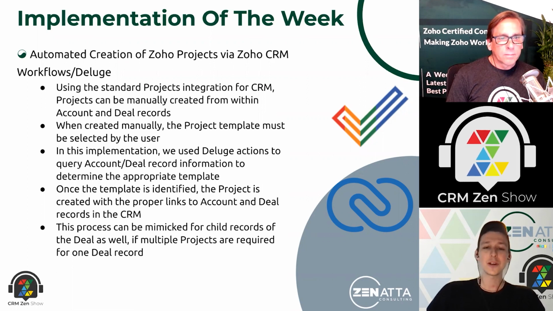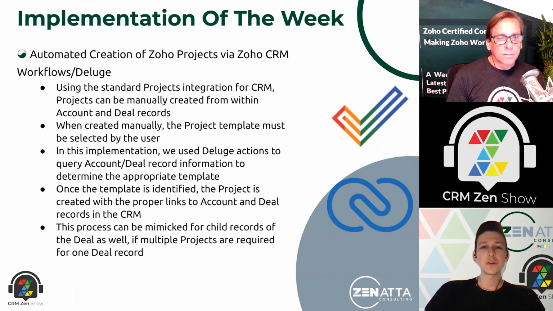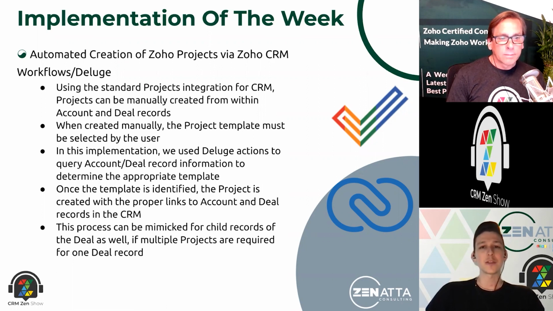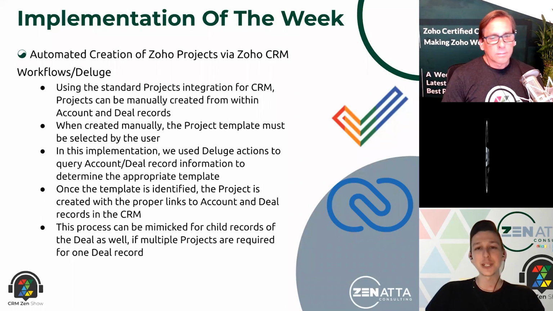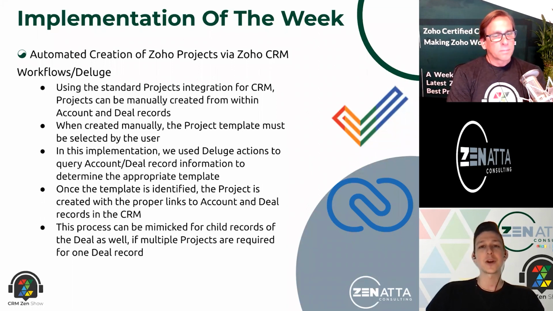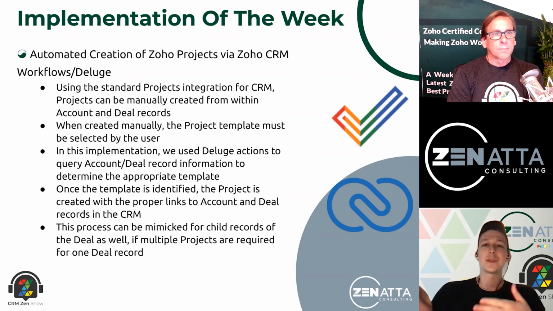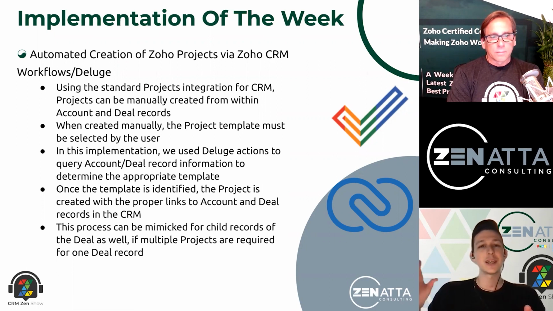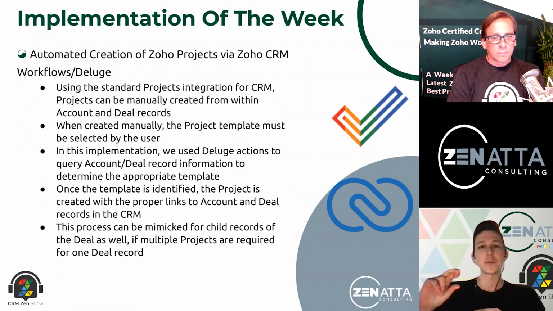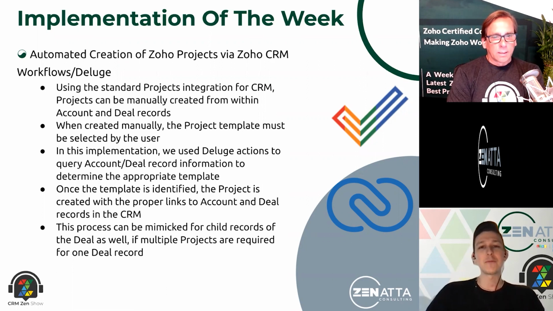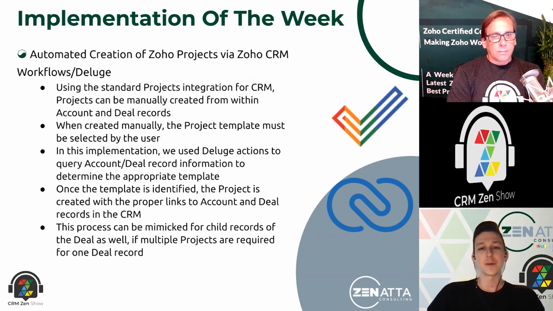One last little note on this is that you can also do it for child records of a deal. So maybe you're doing a deal and you've got three different implementations linked to that deal that you're going to go ahead and do. You can also do this where that deal hits a certain stage, you read that list and then create a project for each of those records. So you're not limited to one project per deal. Based on the Deluge logic, you can create all of them that you might need.